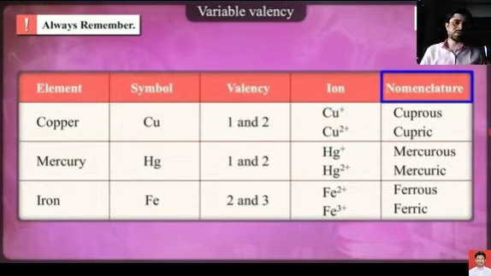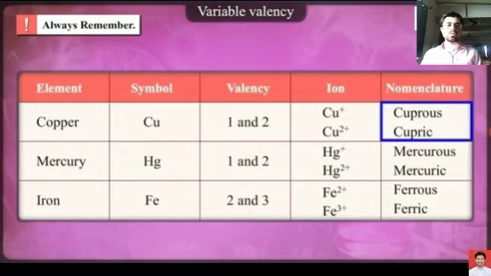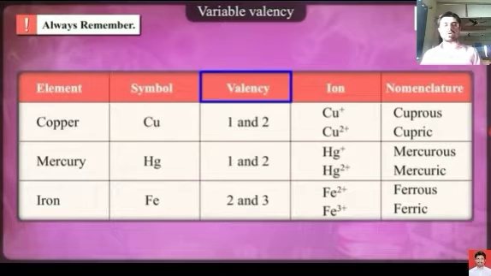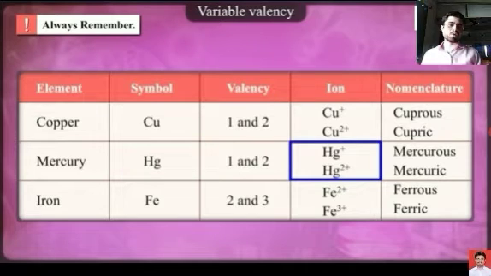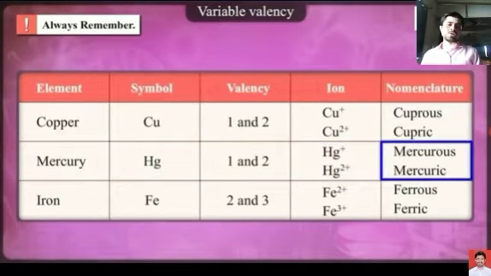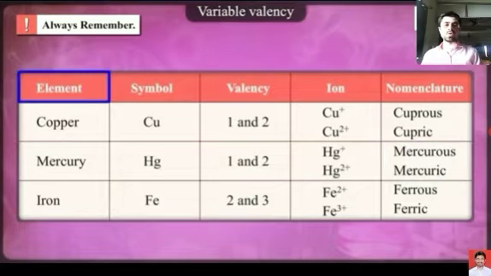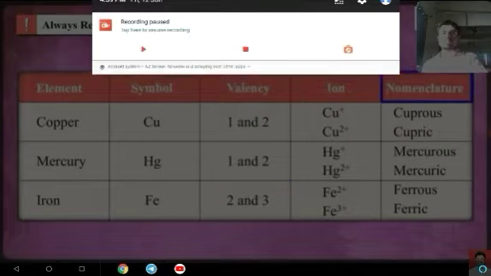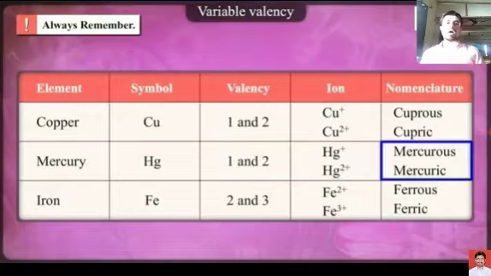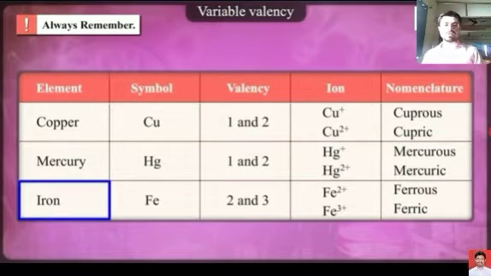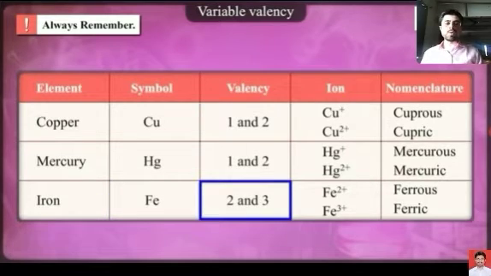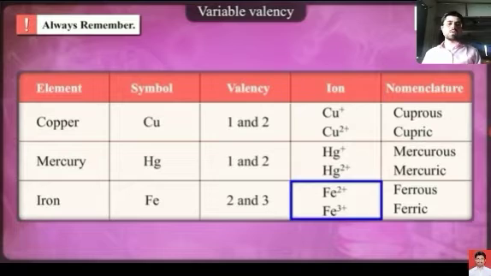Copper with valency 1 is called cuprous, and copper with valency 2 is called cupric. Same with mercury, it has two different valencies, 1 and 2. First is Hg+, which is called mercurous, and second is Hg2+, which is called mercuric. In a similar manner, iron also shows two different valencies, that is 2 and 3. Fe2+ is called ferrous and Fe3+ is called ferric.